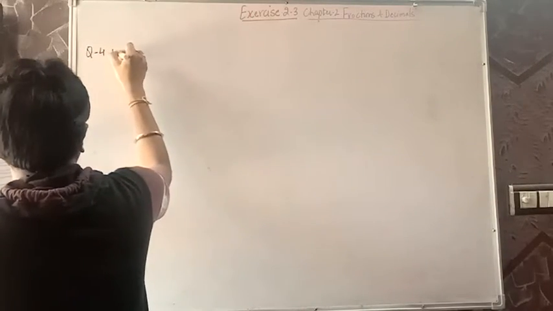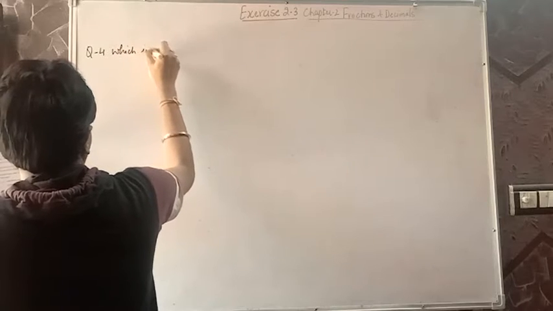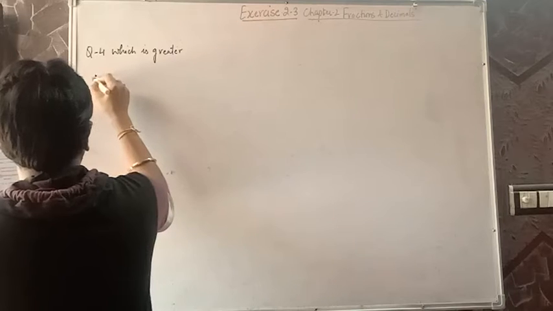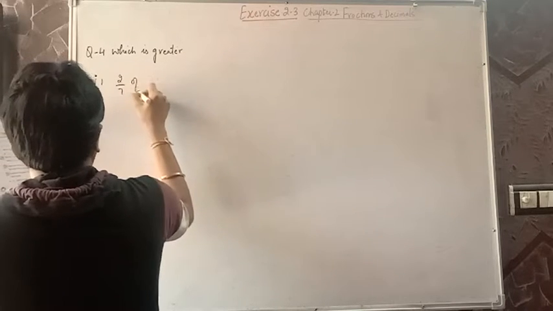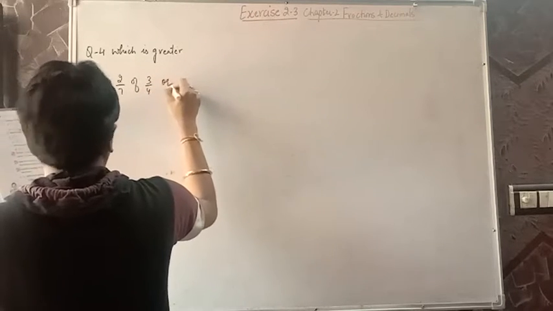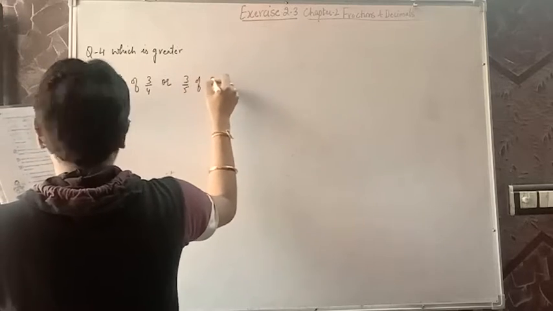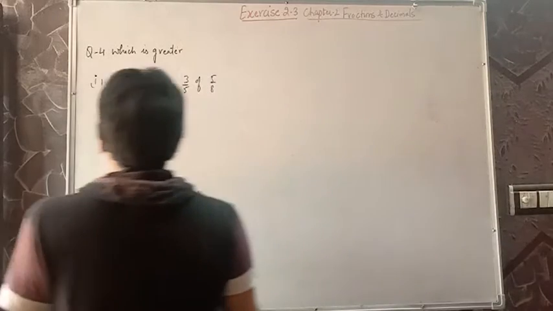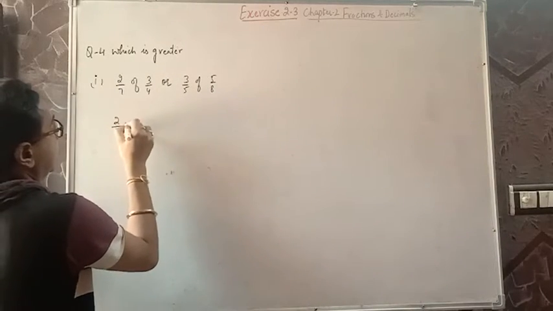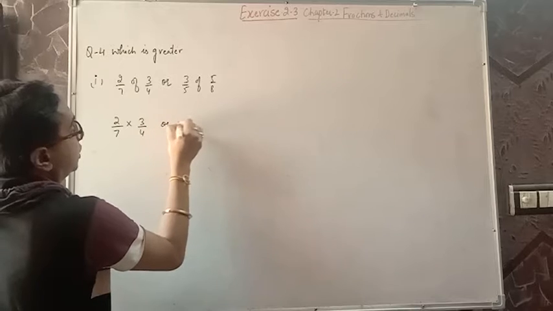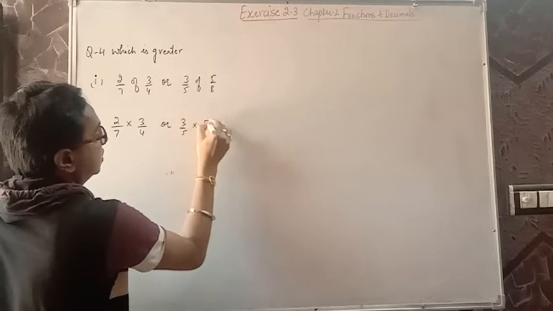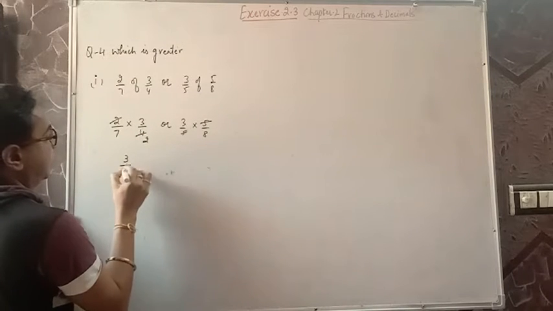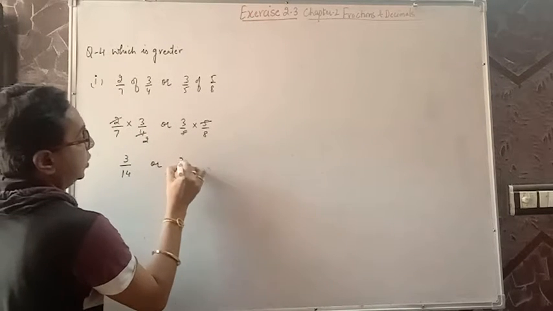Again comparison. Which is greater? That means you have to compare. 2 by 7 of 3 by 4 or 3 by 5 of 5 by 8. Very easy. Simple. 2 by 7 of means multiplication, and 3 by 5 of means this. Cancel out, cancel out. We'll be getting 3 by 14 or 3 by 8.